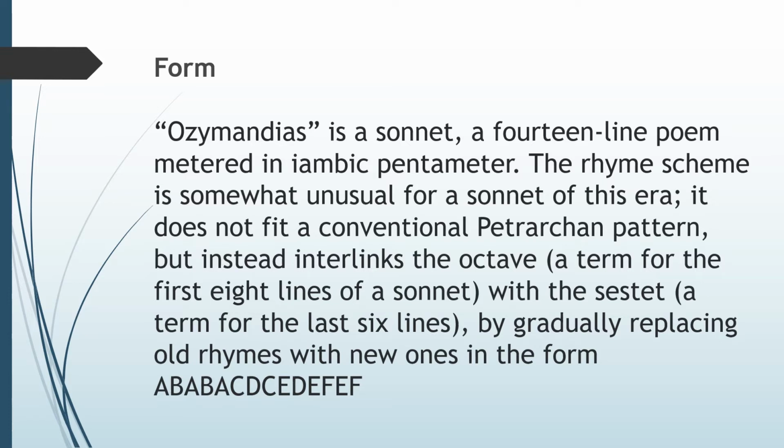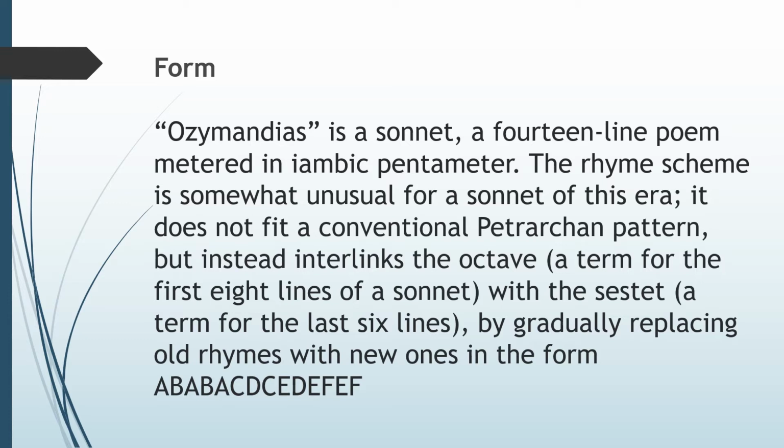The rhyme scheme is somewhat unusual for a sonnet of this era. Era is the 19th century. It does not fit a conventional Petrarchan pattern, but instead interlinks the octave, a term for the first 8 lines of a sonnet. So when you look at the sonnet, there are 14 lines. The first 8 lines are called the octave, and the rest 6 lines are called the sestet.